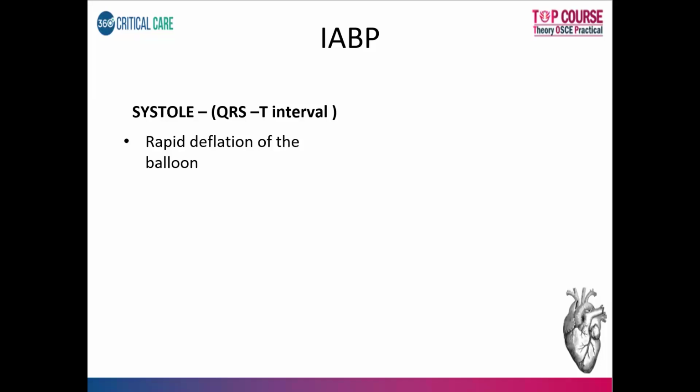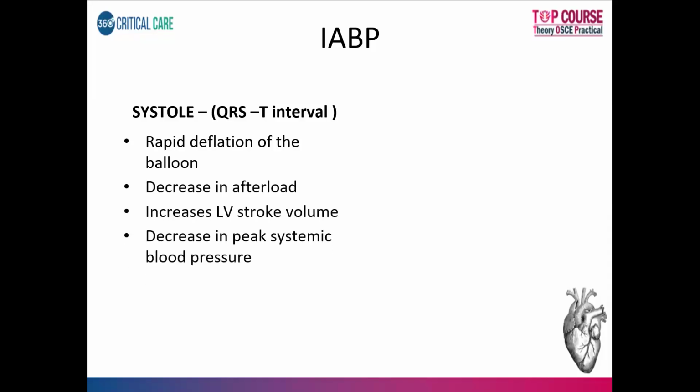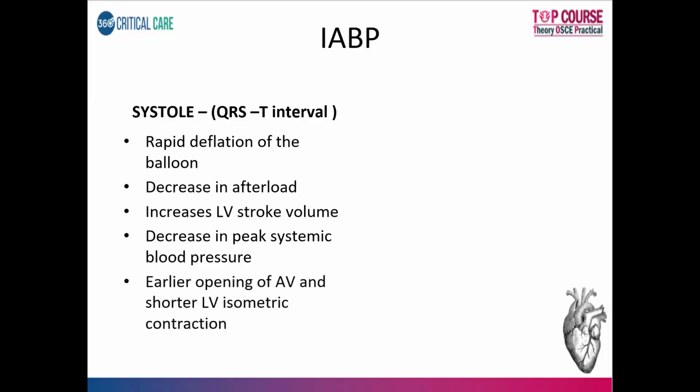So what happens in systole, that is between the QRS and T interval, is rapid deflation of the balloon, which leads to a decrease in the afterload, leading to increased LV stroke volume, leading to a decrease in peak systemic blood pressure. So earlier opening of the aortic valve, shorter the LV isometric contraction. That is what is achieved in systole.